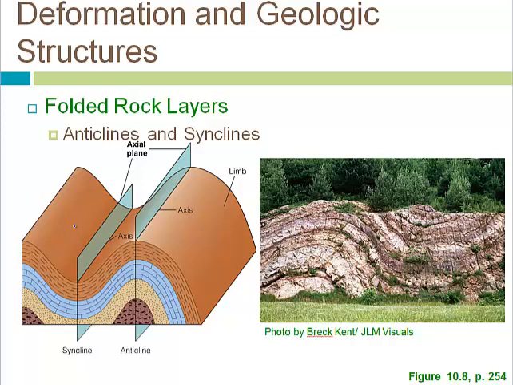So we have two arms coming off from the axial planes. We call those limbs, just like you would say your arm is a limb, right? And this is a limb right here. And this would be an anticline. So an anticline, that's right there. Anticline means it's going down. Incline means to go up.